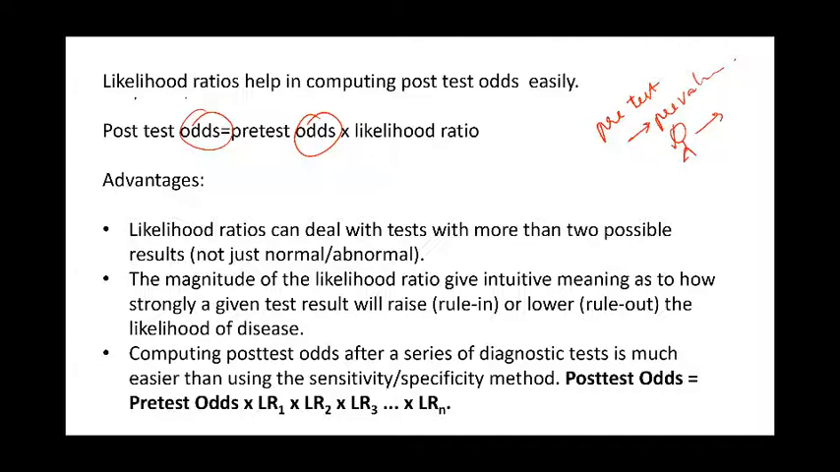So they can deal with tests which have more than two possible outcomes. 2x2 tables can only be drawn if an outcome is positive or negative. However, if it is a range, like we've seen with the 1 plus, 2 plus, 3 plus, 4 plus saliva test, then we can't determine sensitivity and specificity unless we take a particular cutoff. So we are losing valuable data while we do this. I'll again explain this.